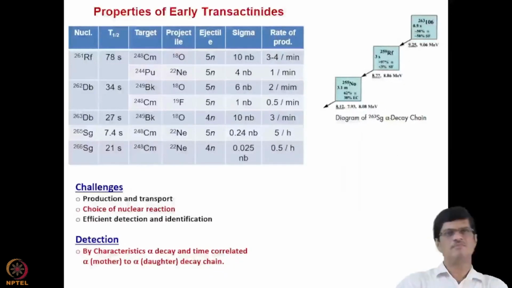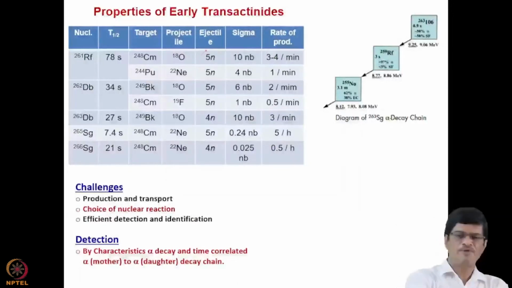Some of the early transactinides which have been synthesized in the last century are given here, like 261Rutherfordium, which has a half-life of 78 seconds. All these transactinides are produced by nuclear reactions in accelerator facilities. This 261Rutherfordium is formed either by a 248curium target with an oxygen-18 beam, or a 244plutonium target with a neon-22 beam. In both cases, 5 neutrons are emitted.